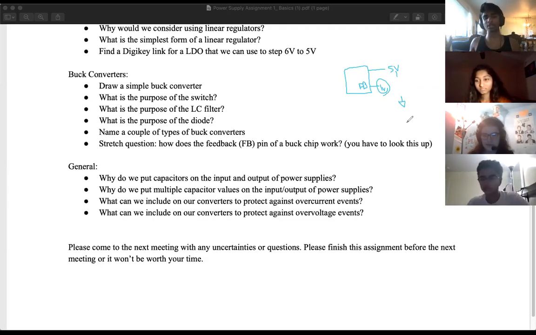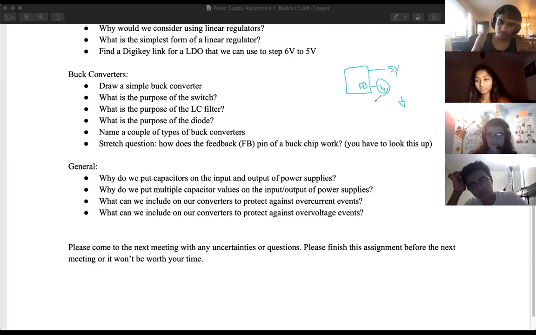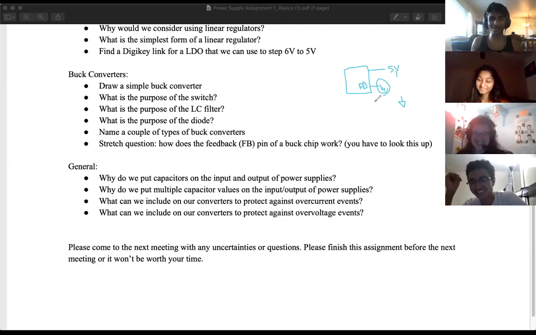What components can we add to make this 5 volts into this 1 volt? You trying to add another buck converter? You only need... I'm just joking. I was like, my guy. Oh my gosh. I mean, you could, but that would be wild.